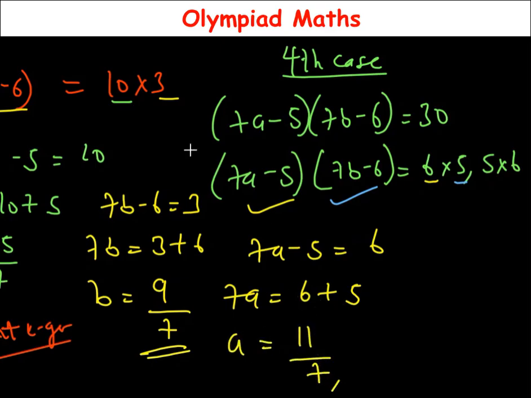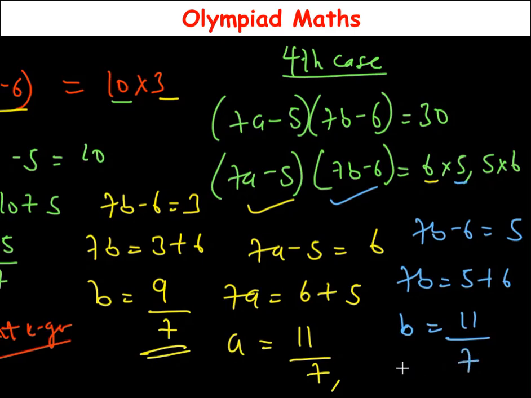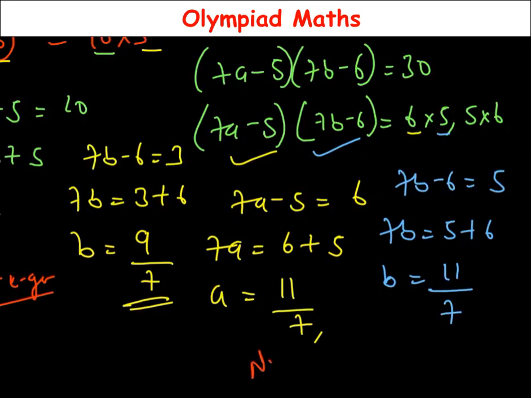And for the second equation, 7B − 6 = 5, 7B is equal to 5 + 6. B is equal to 11/7. From here, we cannot get any solution for the values of A and B. There is no integer solution in this case.